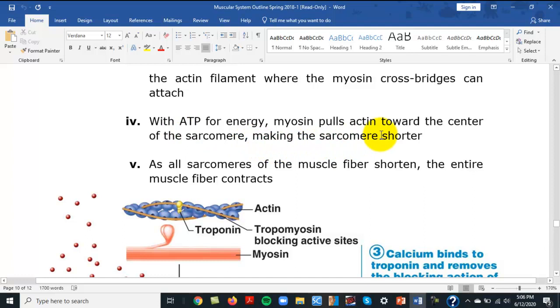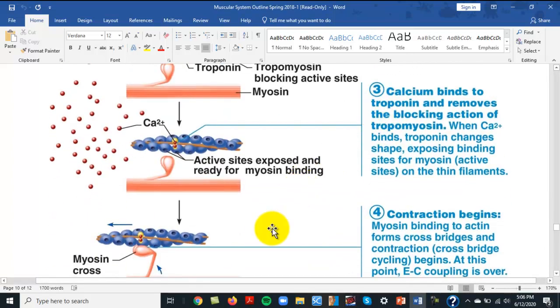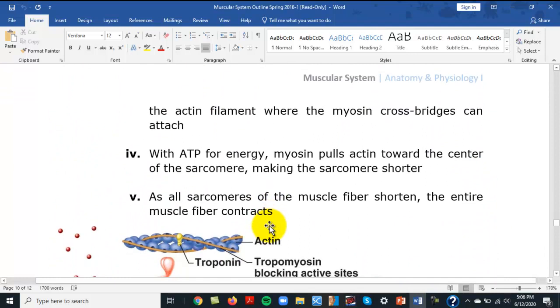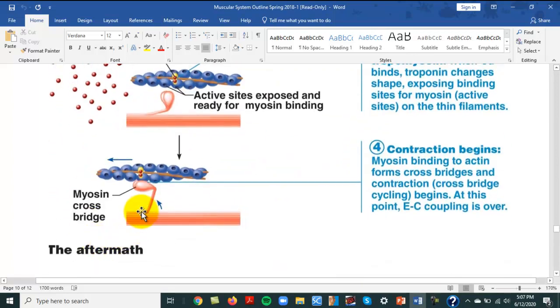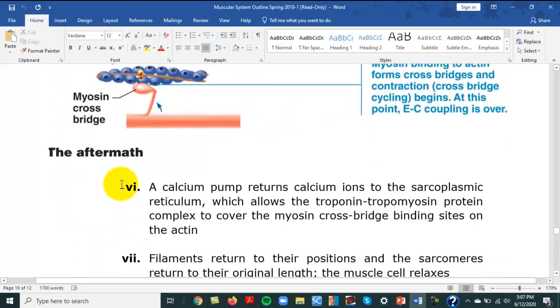Remember, when muscles contract, they develop tension and they shorten. This is called the sliding filament theory. These little filaments are sliding past each other. As the sarcomeres shorten, the entire muscle fiber shortens, and that's because of that pulling right there.